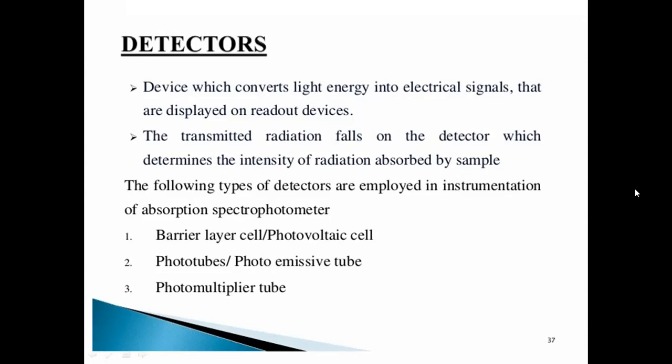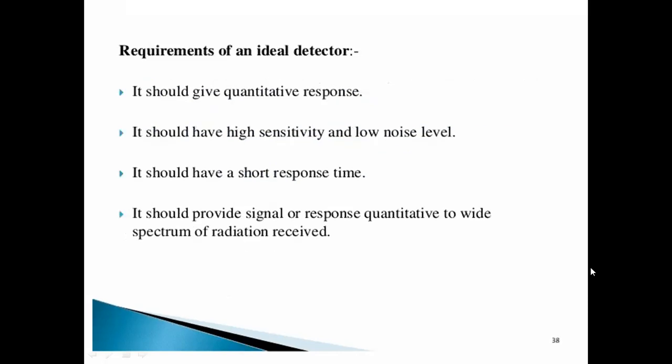Among them, the first one is the barrier layer or the photovoltaic cell, the second is phototubes or photoemissive tube, and the third one is the photomultiplier tube. So different detectors are used for the detection of the signal. Let us see one by one.